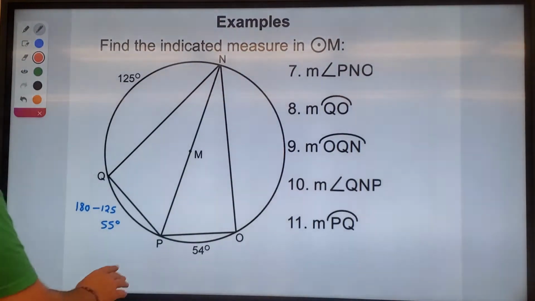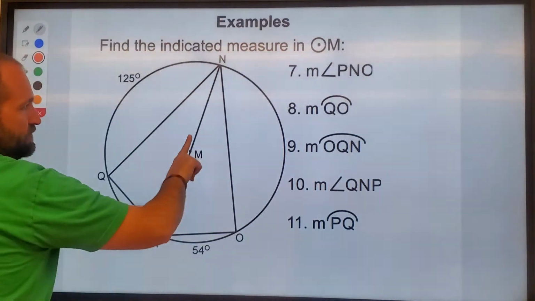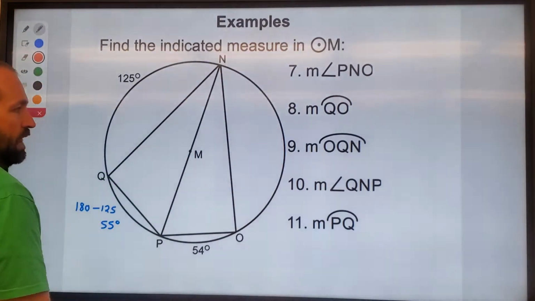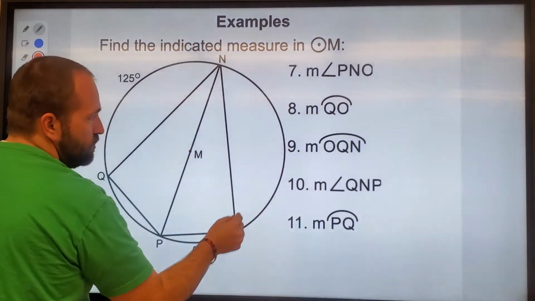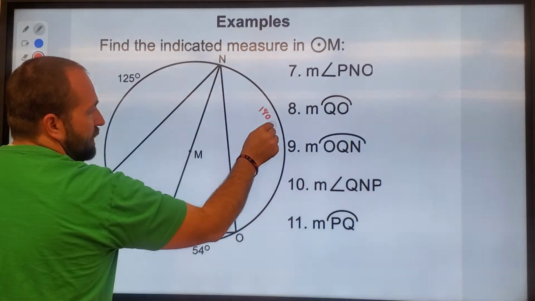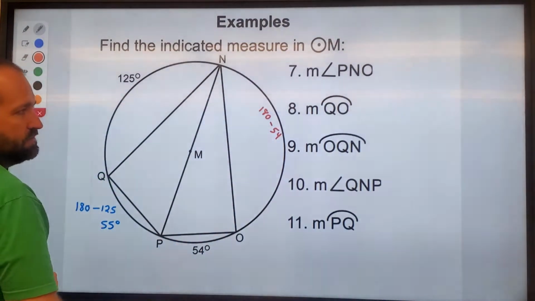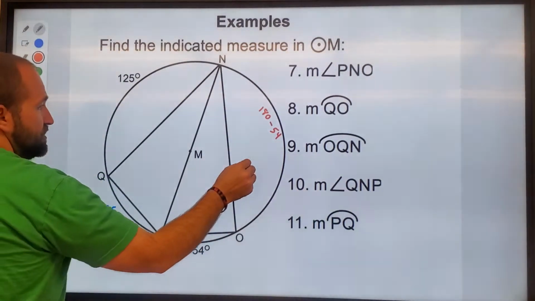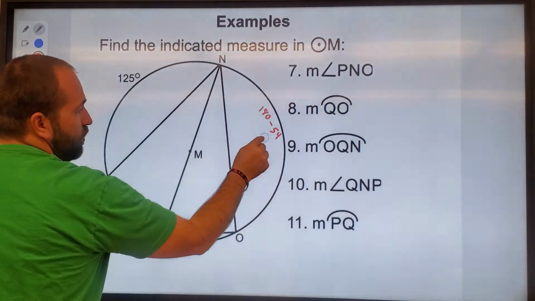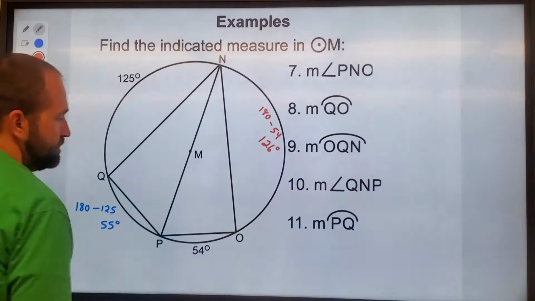Likewise, if I go from P to O to N, this is still a semicircle because it's that half. I know that from N to O is 180 minus the 54 that's here, which gives me 126 degrees.